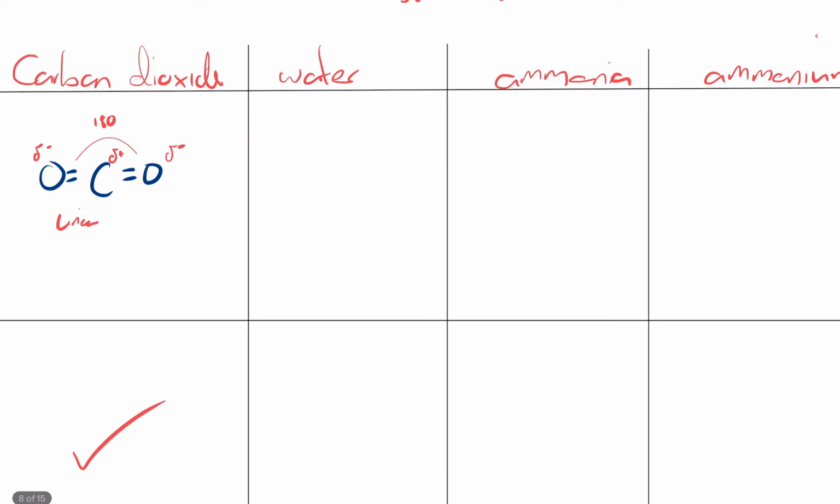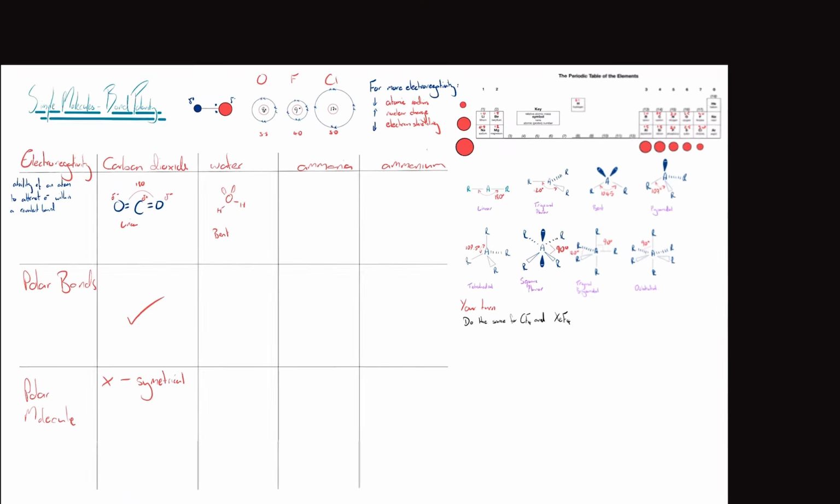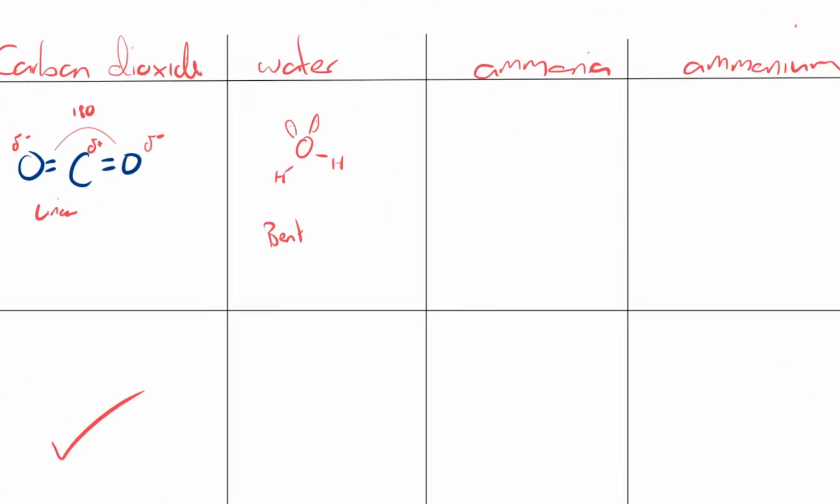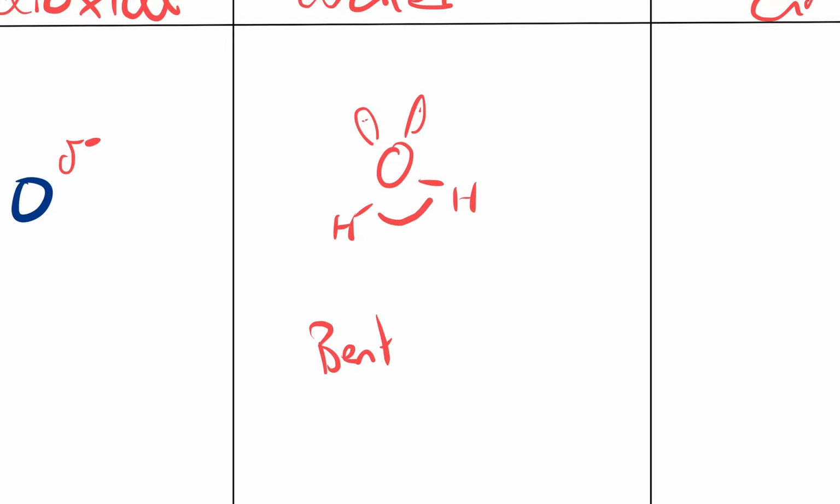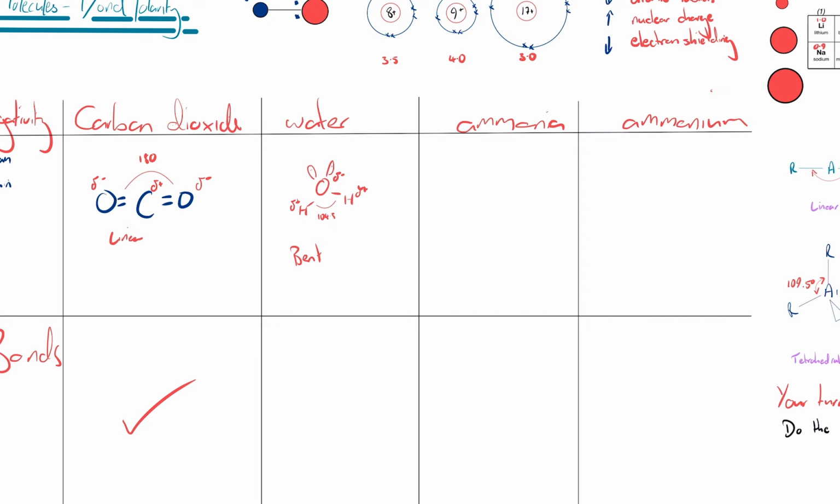Water we looked at last time as well. So we've got O, H, H. We say this is bent. Remember, we've got our lone pair, or two lone pairs of electrons here. And we've got a bond angle of 104.5. Again, this time, oxygen more electronegative, hydrogen delta positive, right? So absolutely, we've got polar bonds.